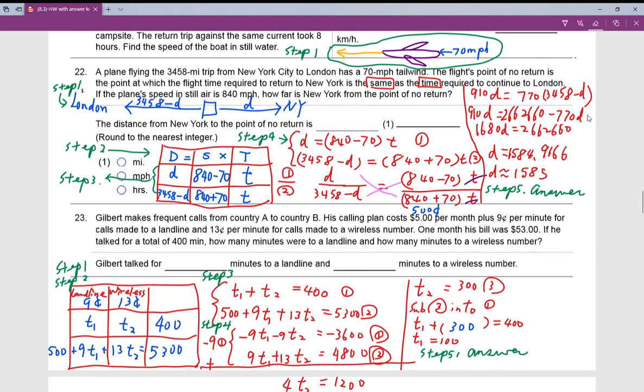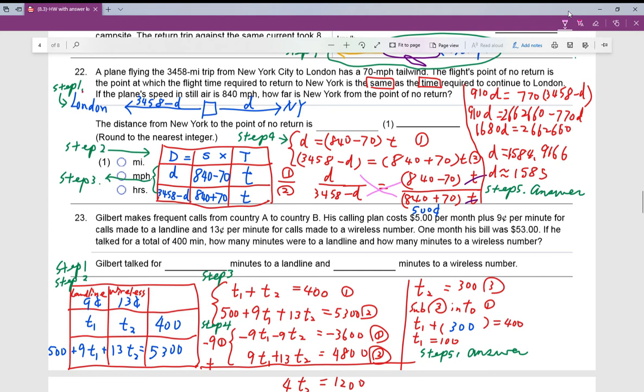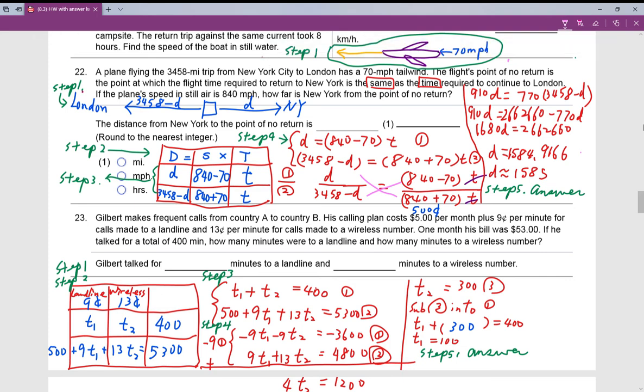Now, number 22, I draw a picture for you. This airplane, they tell you there's a tailwind. Tailwind means the wind pushes you. The wind pushes the airplane from the tail, so it makes the airplane go faster.